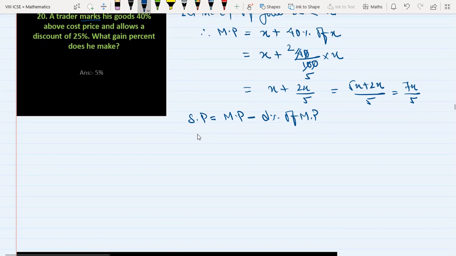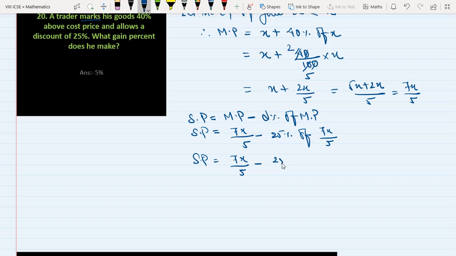So let's use this formula. Selling price we'll find using this formula. Mark price is 7x by 5 minus discount percent. We already know the discount percent, 25%. 25% of 7x by 5. So 7x by 5 minus 25 upon 100 multiplied by 7x by 5.